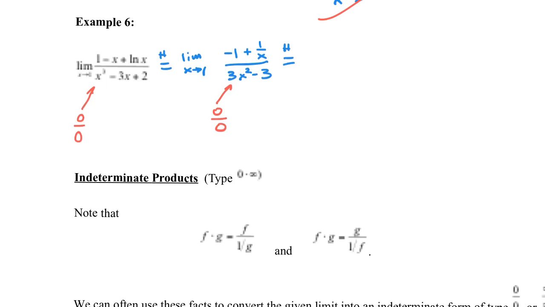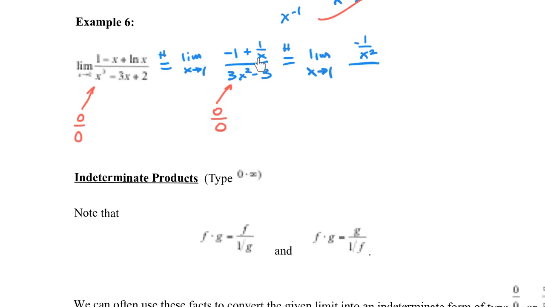So we use L'Hopital's rule again, and we get the limit as x approaches 1. So at this point, remember with this one, 1 over x, it's easier to think of that as x to the negative 1. If you think of that as x to the negative 1, then when you take the derivative, you get negative x to the negative 2, or 1 over x squared, right?